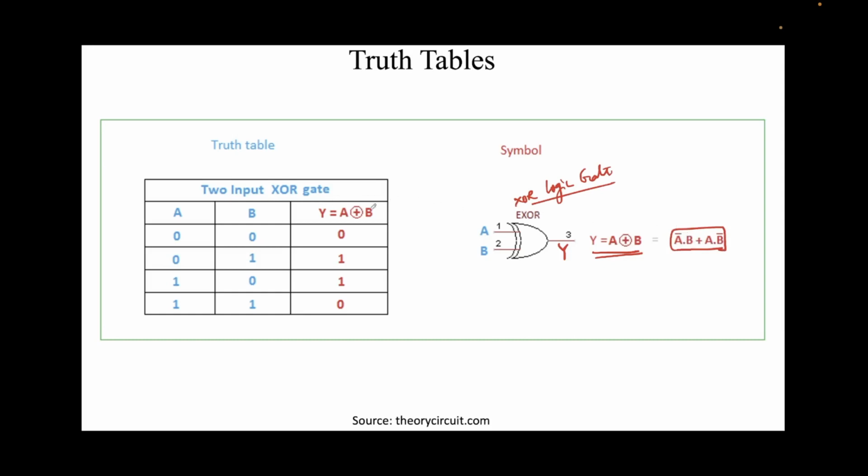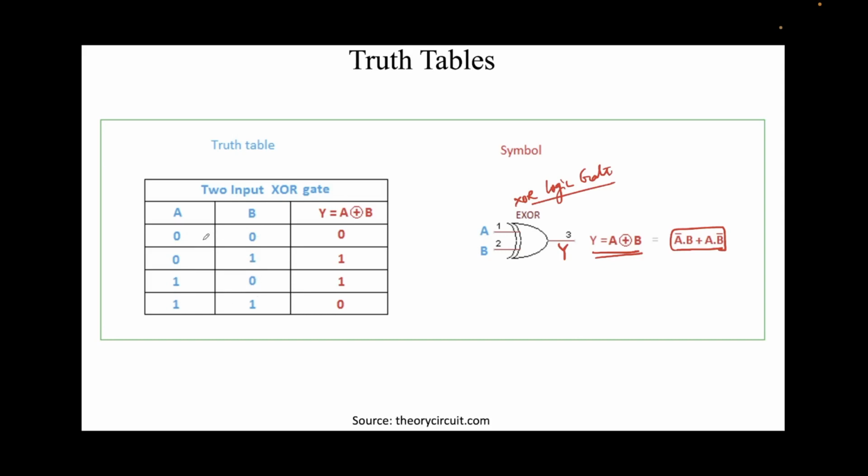And this is the truth table for this XOR symbol. This is a two input one. The truth table is nothing but we list all the possible combinations and then try to find the output. Since it's two input, the possible combinations are: A is 0, B is 0. Second combination, A is 0, B is 1. Third, A is 1, B is 0. And the fourth and last combination is A is 1 and B is 1.